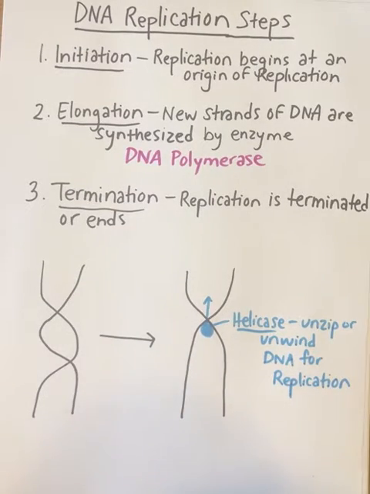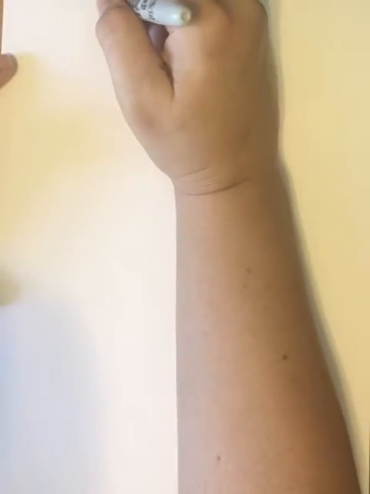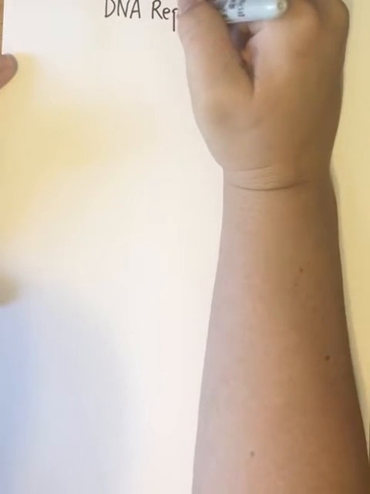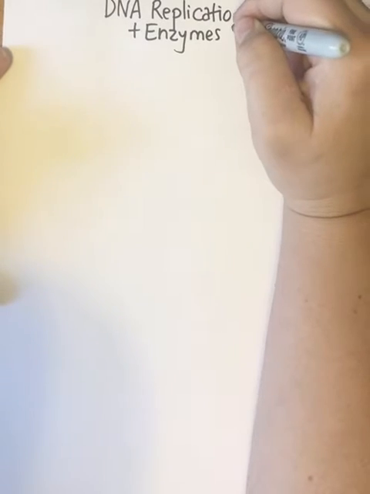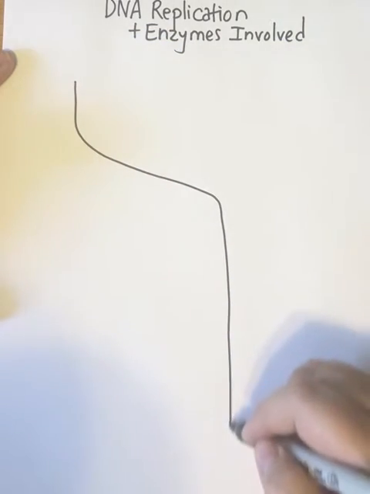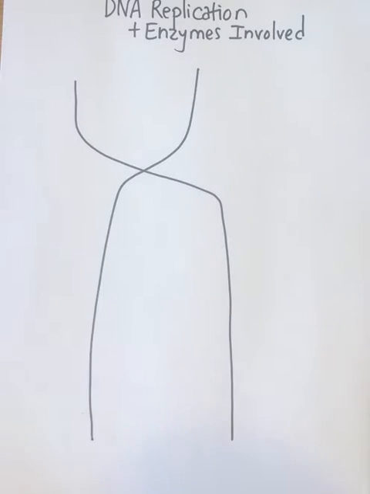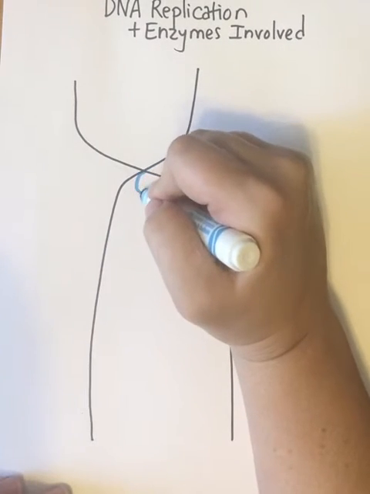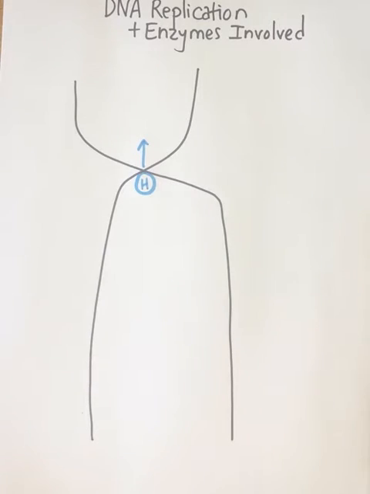Now we're going to have other players involved, and this is going to get really detailed. So, first thing is this is going to be DNA replication. And the enzymes involved. All right, so we have our replication fork. The first enzyme that we're going to draw right here is going to be helicase, which I've already discussed. Helicase is responsible for unwinding DNA to create the replication fork.